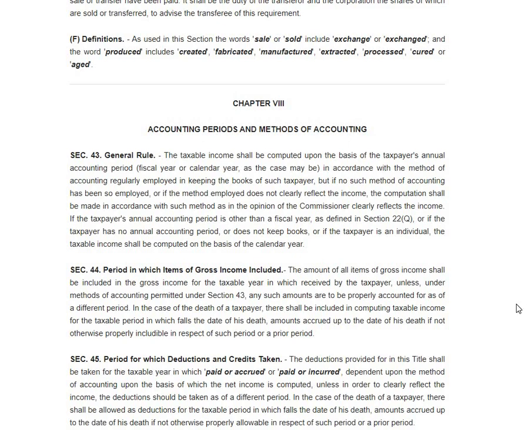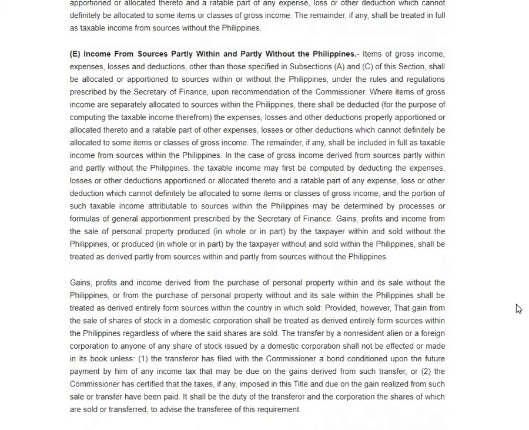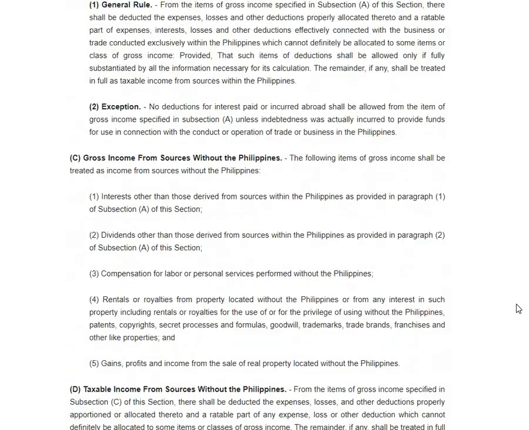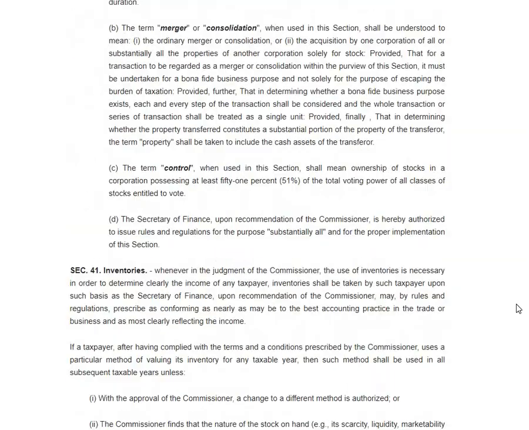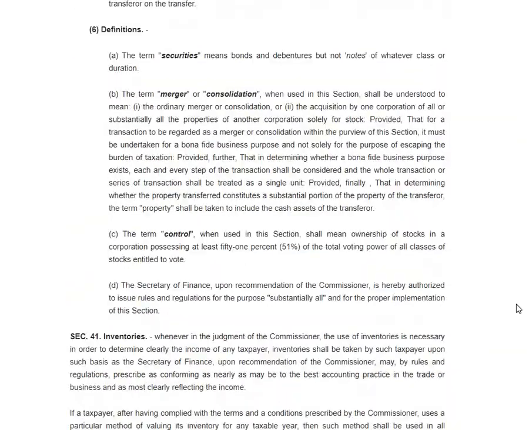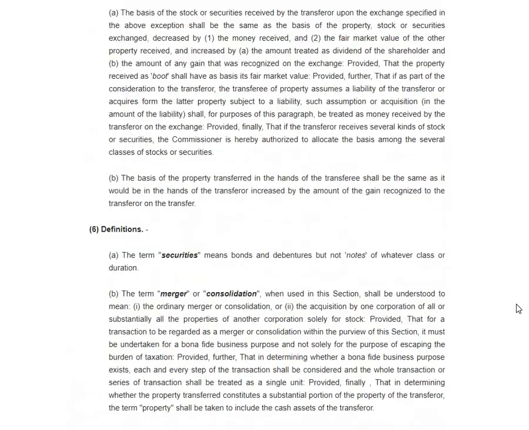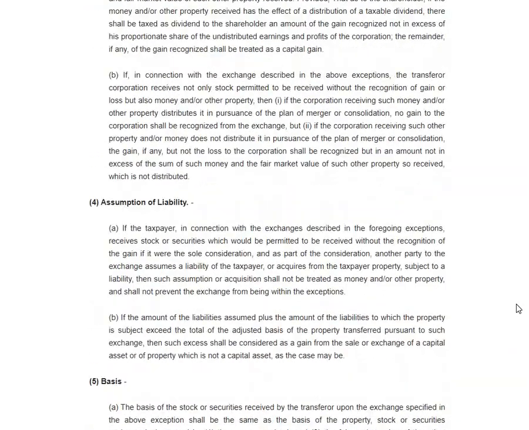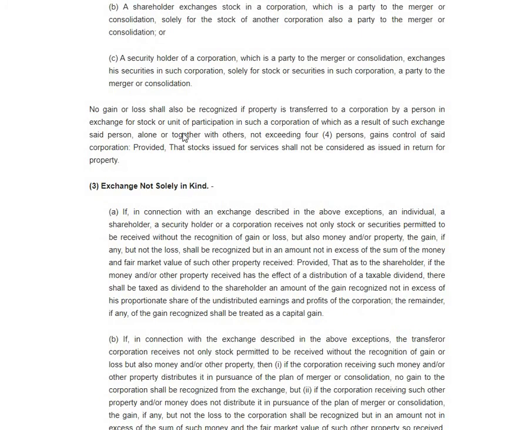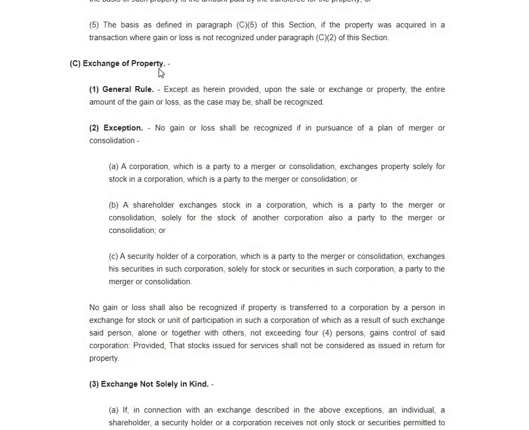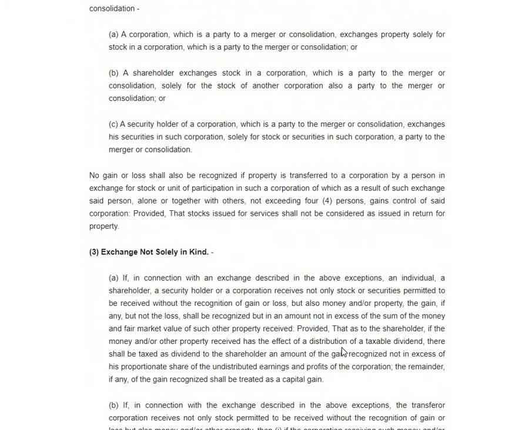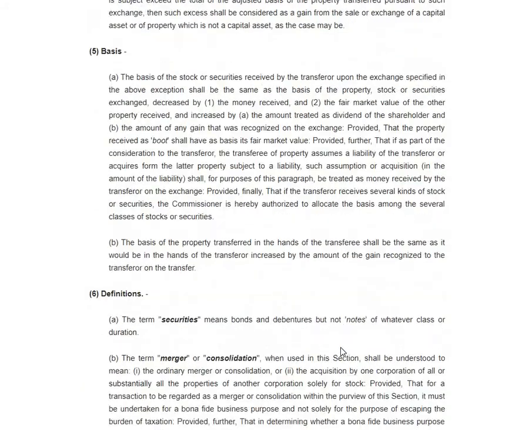Okay, so previously we discussed Section 40, what I call the tax-free exchange. You just remember the last paragraph of this one, the Phil Invest case, paragraph C. No gain or loss shall also be recognized if property is transferred to a corporation by a person in exchange for stock or unit. Okay, that should be clear by now.